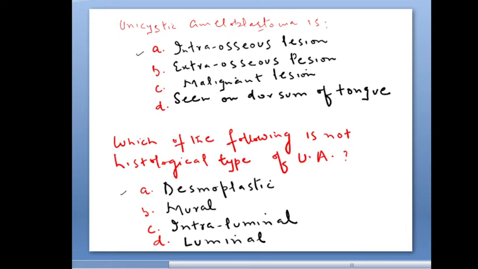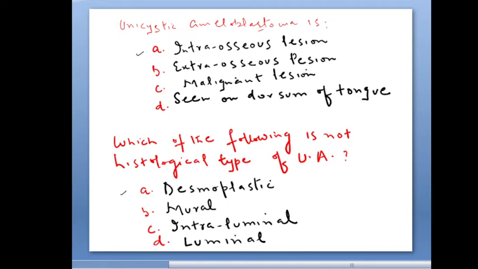Regarding question number three, unicystic ameloblastoma, option number one, intraosseous lesion, this is a correct option. Option number two, extraosseous, no, it is not an extraosseous lesion. The example of an extraosseous lesion is peripheral ameloblastoma. It is not a malignant lesion. It is not seen on the dorsum of tongue.